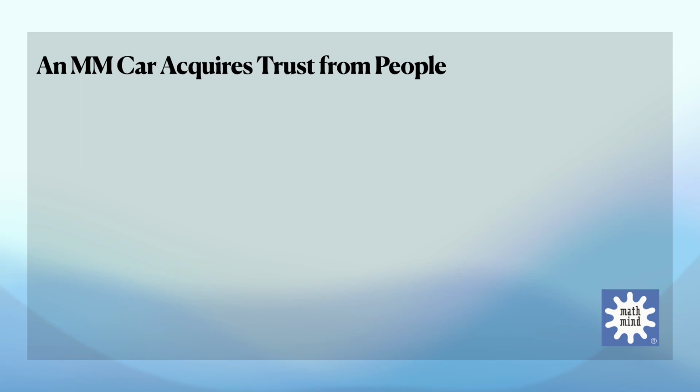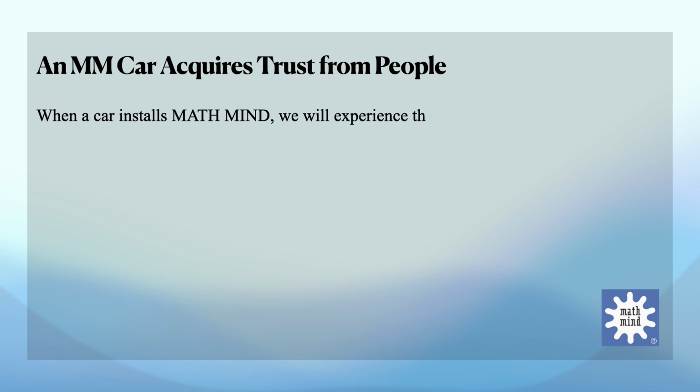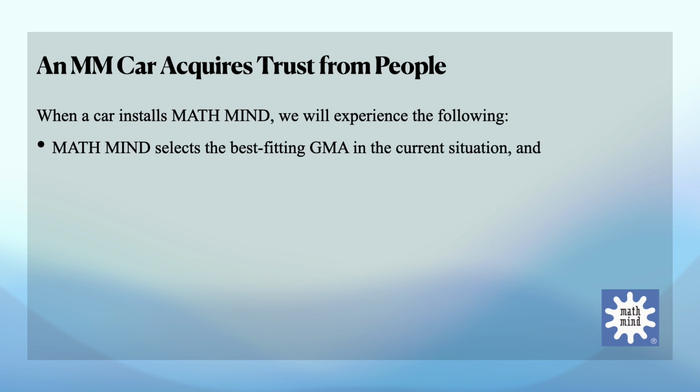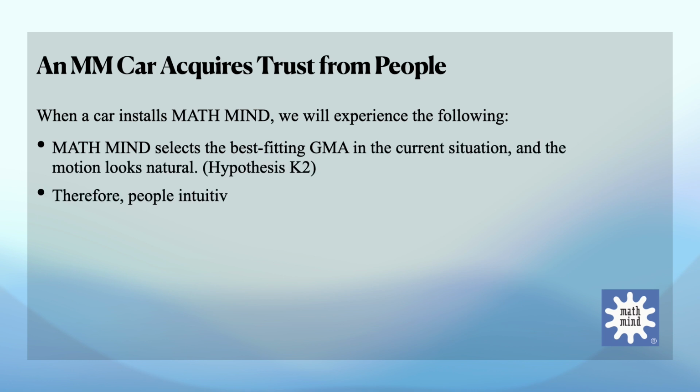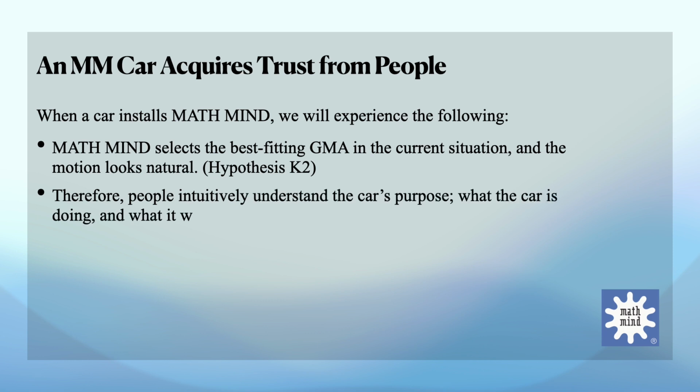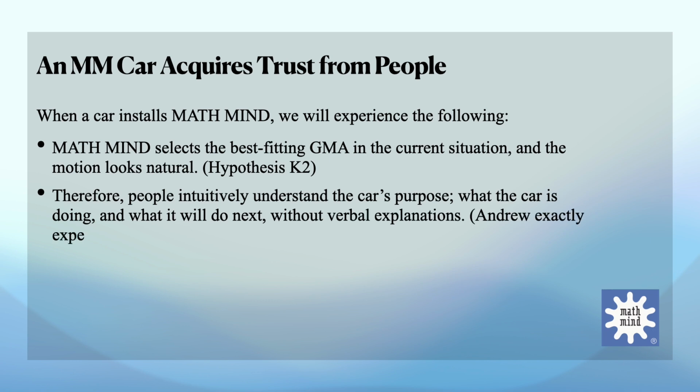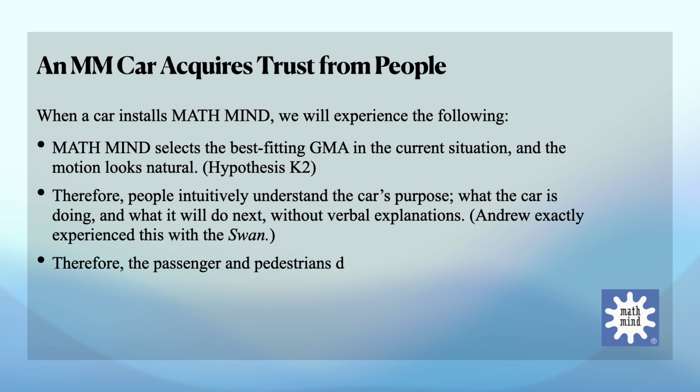An MM car acquires trust from people. When a car installs MathMind, we will experience the following. MathMind selects the best fitting GMA in the current situation, and the motion looks natural. Hypothesis K2. Therefore, people intuitively understand the car motion's purpose, what the car is doing, and what it will do next, without verbal explanations. Andrew exactly experienced this with the Swan.